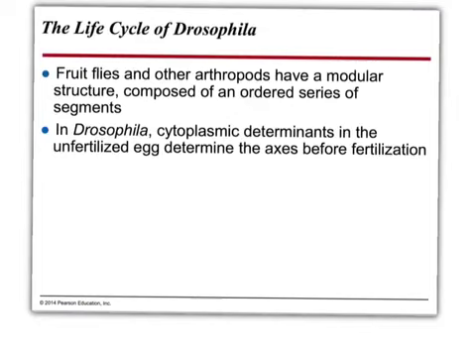And so in Drosophila, similar to what we talked about in the frog egg, cytoplasmic determinants, mRNA, transcription factors, etc., in the unfertilized egg determine the axis before fertilization. So an mRNA that is present in the egg prior to fertilization already tells which is the head or the anterior portion and where the posterior portion is.